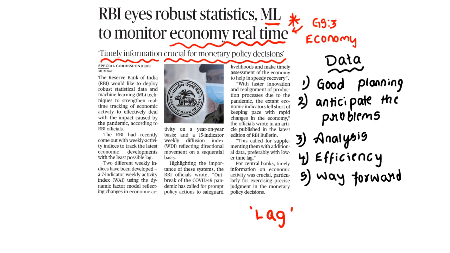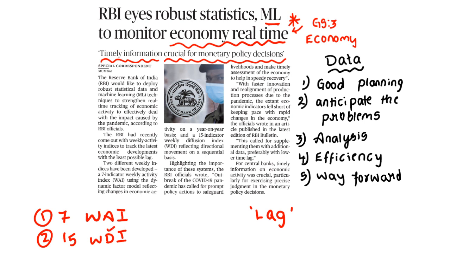So RBI wishes to come up with 2 weekly activity indicators. Clear? RBI has developed 2 different weekly indices. The first index collects the 7 indicators of the weekly activity index. Clear? It uses the dynamic factor model system. Under the dynamic factor model system, proper reflection of data would be seen in the economy, and all these important data would be collected. Clear? And the next one has 17 indicators, and the other is the 15 indicator weekly diffusion index.